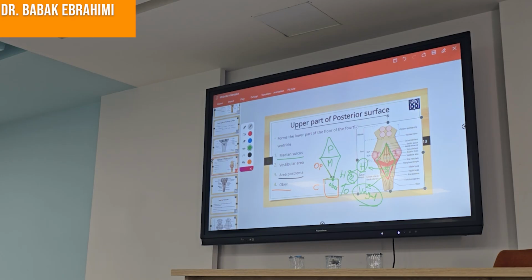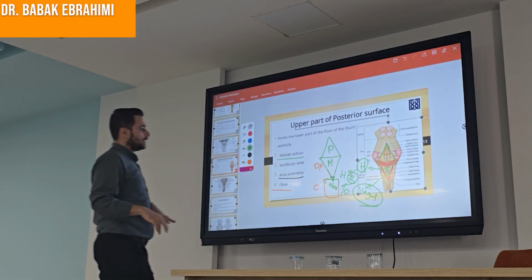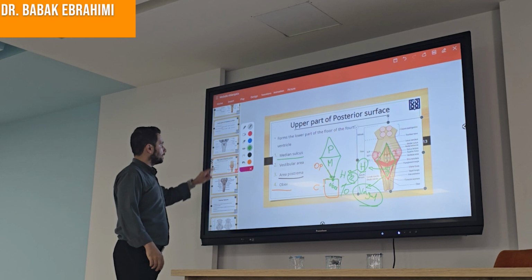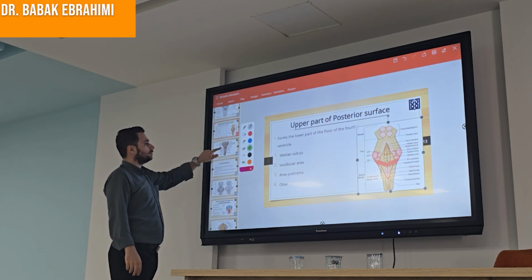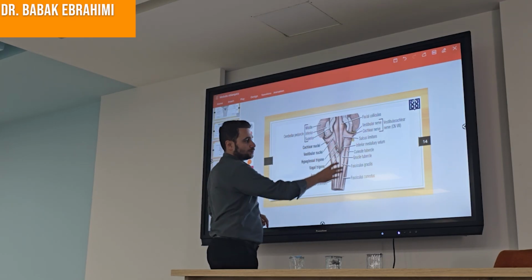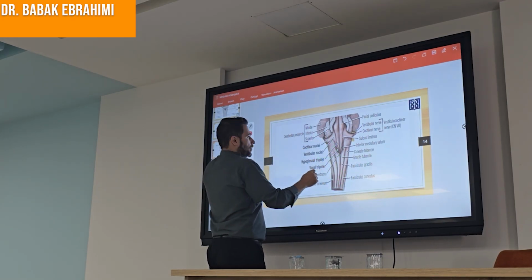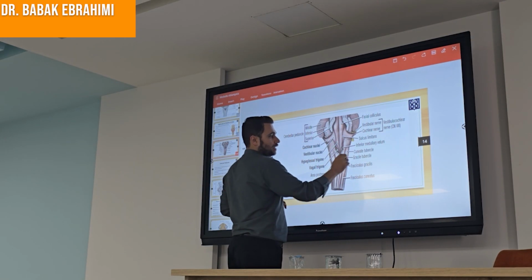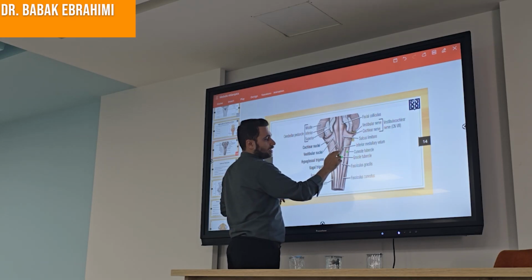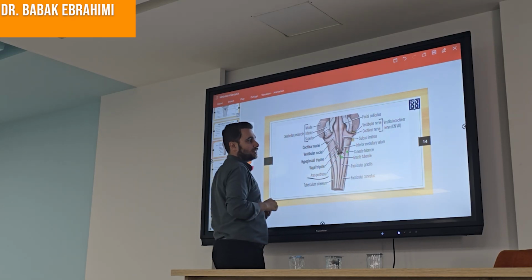For example, this is the open part, this is the closed part, they are coming together, and this part is apex. And near to the apex, we have area postrema for controlling the vomiting process. You are seeing another picture. Open part, closed part. Gracile tubercle, cuneate tubercle, this one is apex, at the junction of open part and closed part. Here we have area postrema for vomiting process.